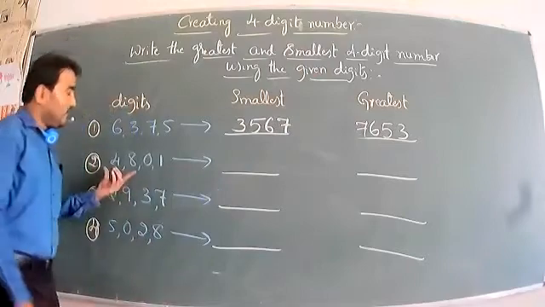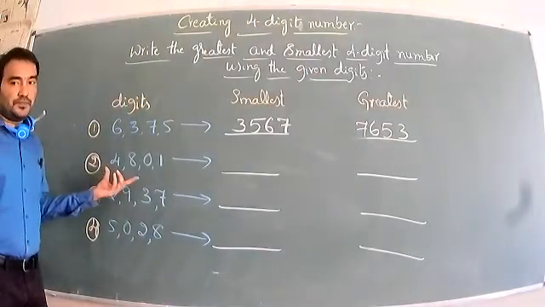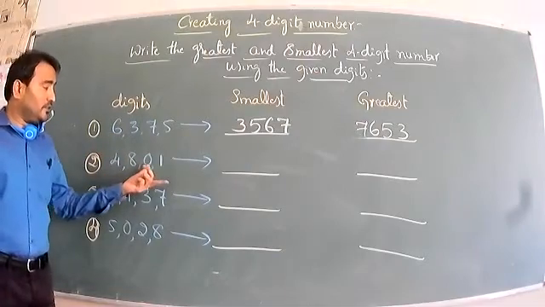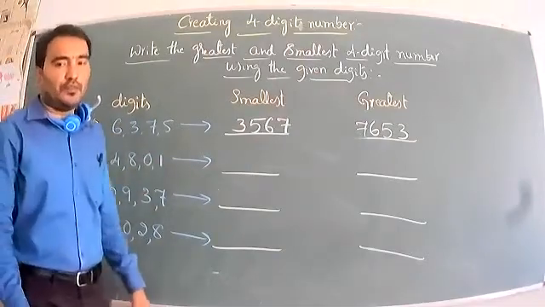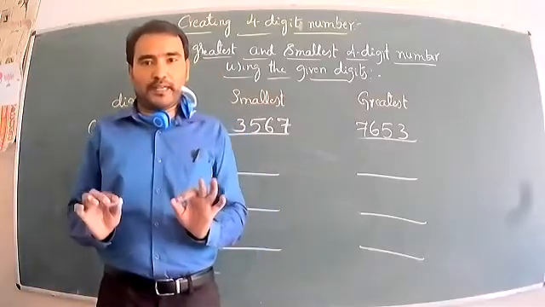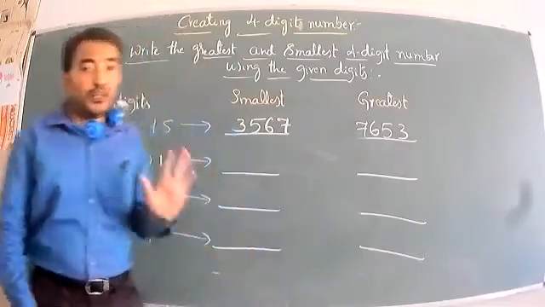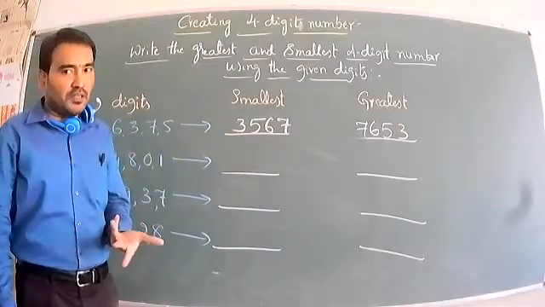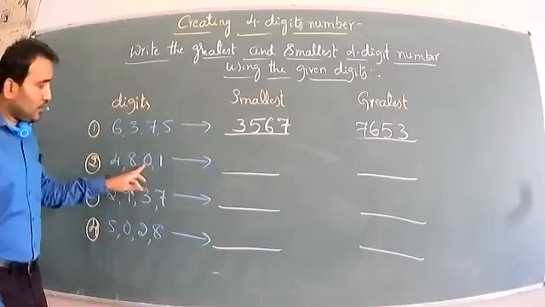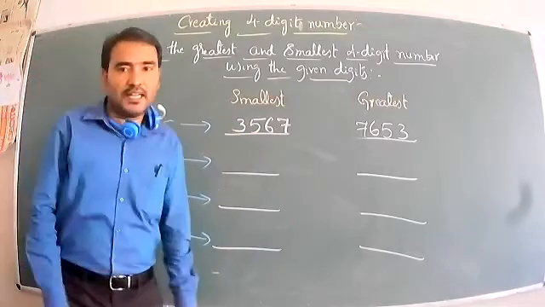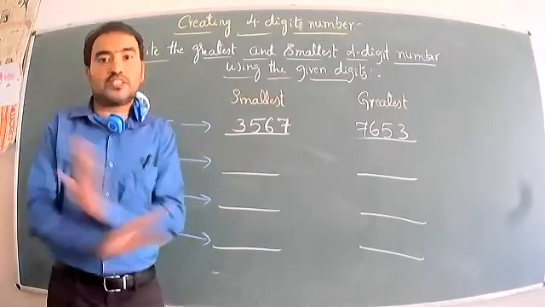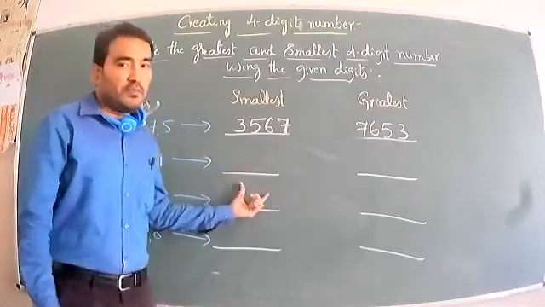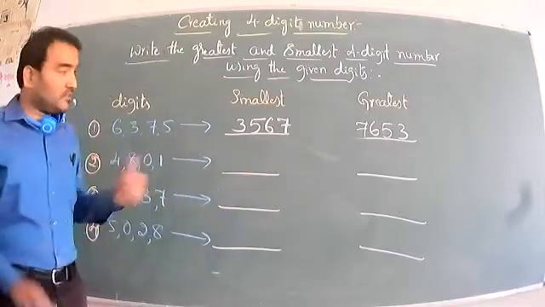Now let's go to the second example. 4,801. Here 0 is there, so what do we do? When 0 is there, we have to find which number is smaller after it. 0 is used so that it makes a complete 4-digit number. Don't use 0 in the first place when making the smallest number. We use 0 in the second place.